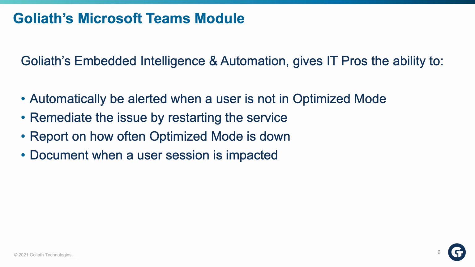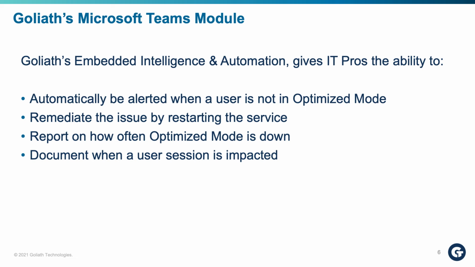We all know that users can sometimes be apathetic. They're not always submitting tickets in real time. So this way, if someone says, you know what, last week I was having an issue with Teams, it seems to be fixed, but I just wanted to confirm that everything is working properly, I wanted to at least make you aware of the issue that I was having, you can go back and see, yes, in fact, that user had dropped out of optimized mode and it was automatically restarted because of the service at Goliath.